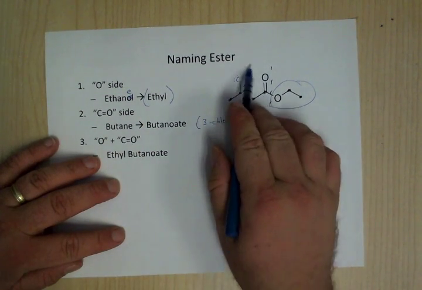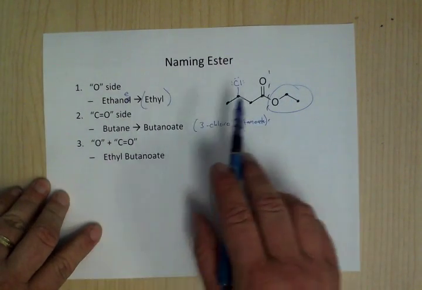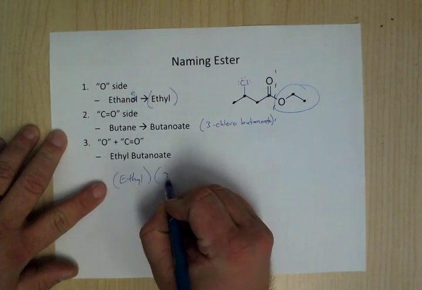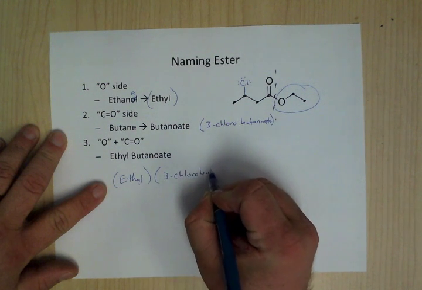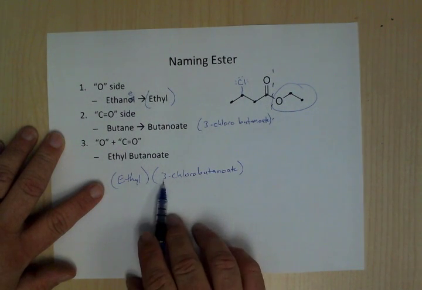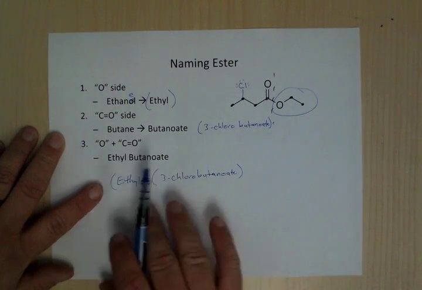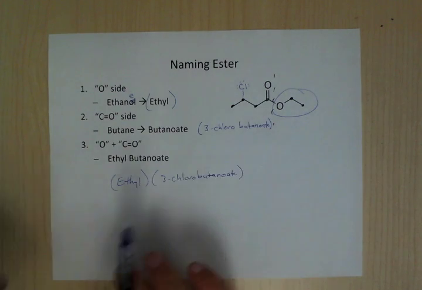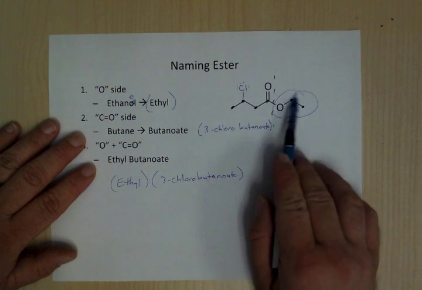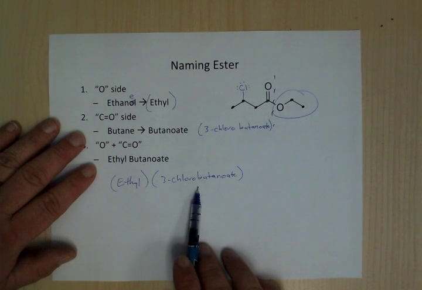So that's this side here. Now the way you assemble it is the O side and then the C double bond O side, so it ends up being ethyl 3-chlorobutanoate. You do not mix. You might say, hey, the ethyl should be in here. No, you do not mix them. That's why I put the parentheses there. Most people don't put the parentheses in, but I do when you're starting out, just to remind yourself. This part comes out first, no matter what it is, and it is not mixed in. I can't emphasize that enough.